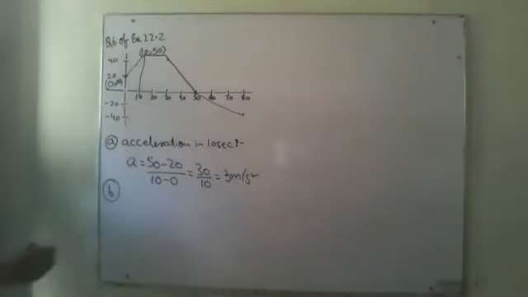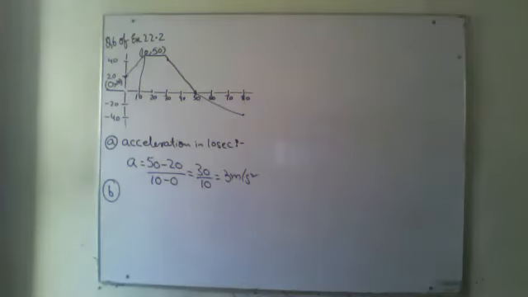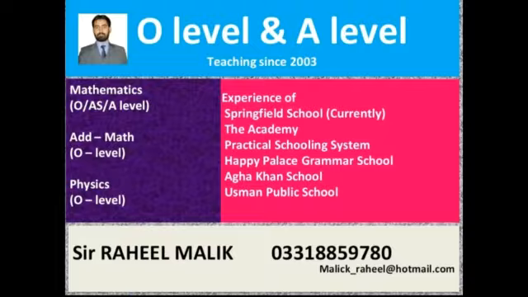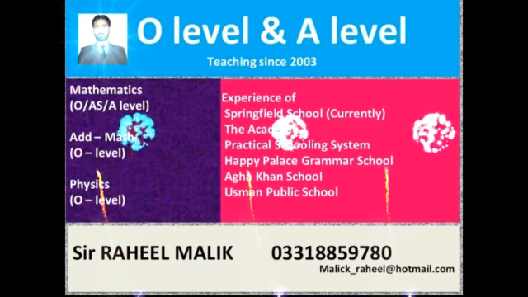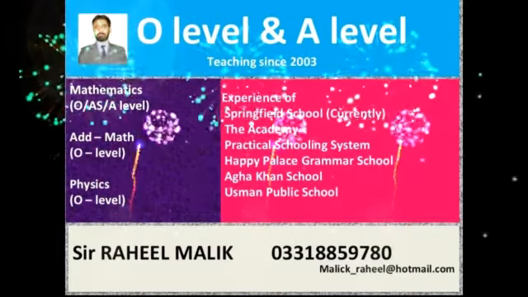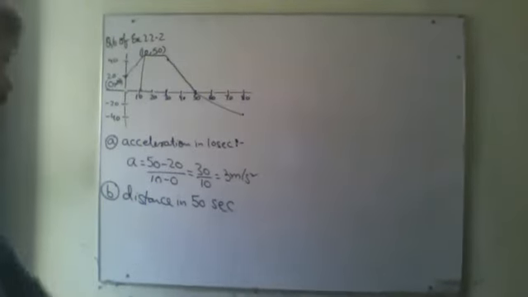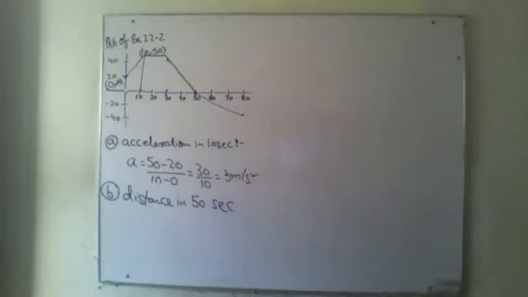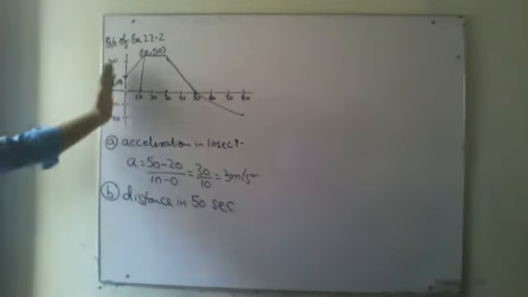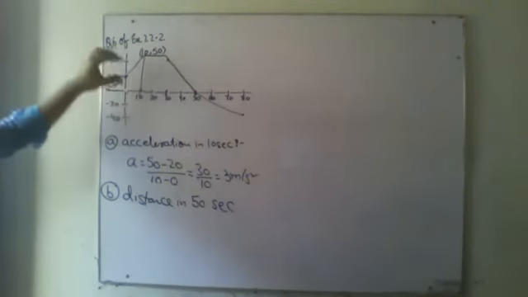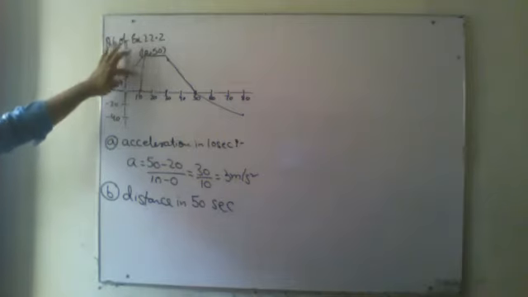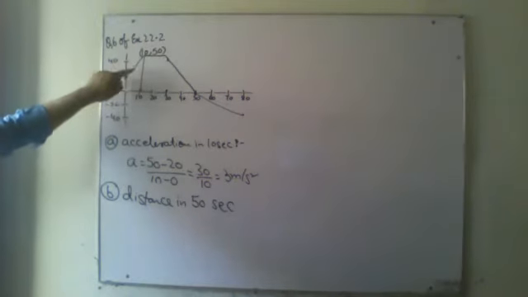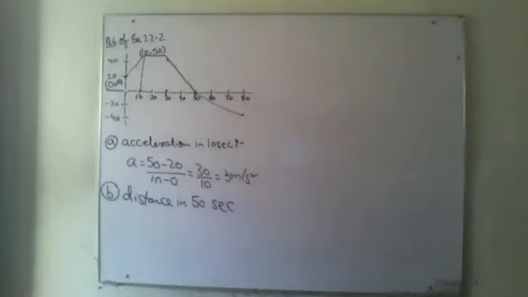So first of all, B part, you have to find the distance in the first 50 seconds. How will I take it? I can't take it directly, so I have divided it into two parts. This one is a trapezium, and this one is a trapezium.